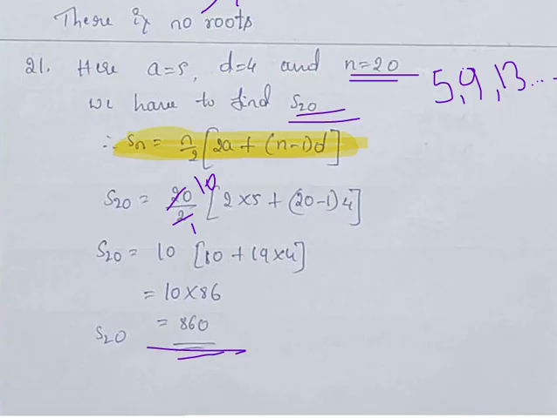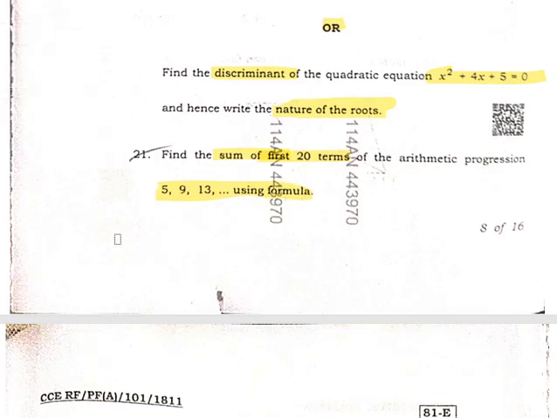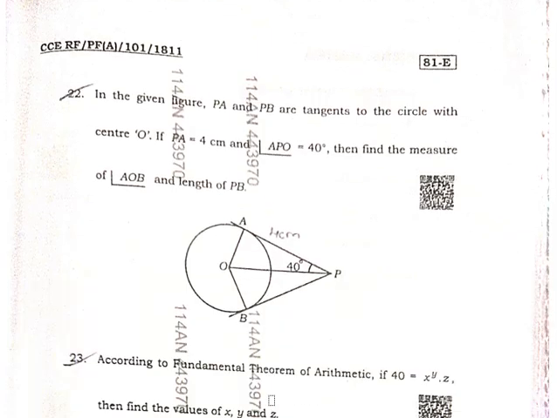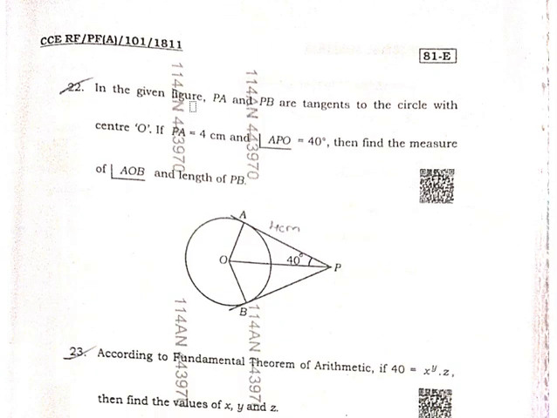Okay, so next one, question number 22. In the given figure, PA and PB are the tangents of the circle with center O. If PA is equals to 4 centimeter and angle APO is 40 degree, then find the measure of angle AOB.